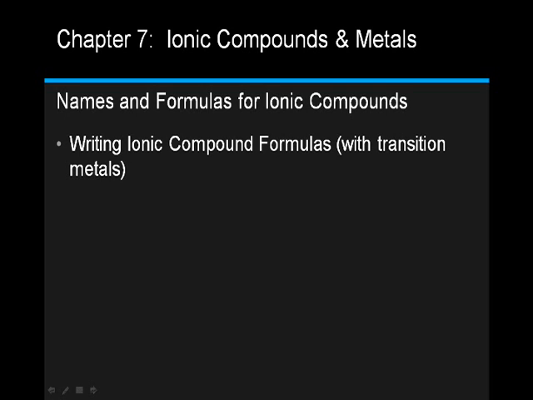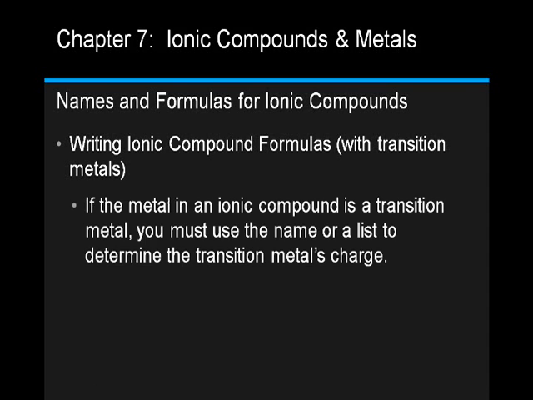Let's talk about writing ionic compound formulas if the metal is a transition metal. Now if your metal is from groups 1, 2, or 13, you don't have to worry about this. But if you have a transition metal in your ionic compound, then you've got to figure out what the charge is, and you either look at the name of the compound that they give you, or you look at a list that I'll provide for you to determine the transition metal's charge.